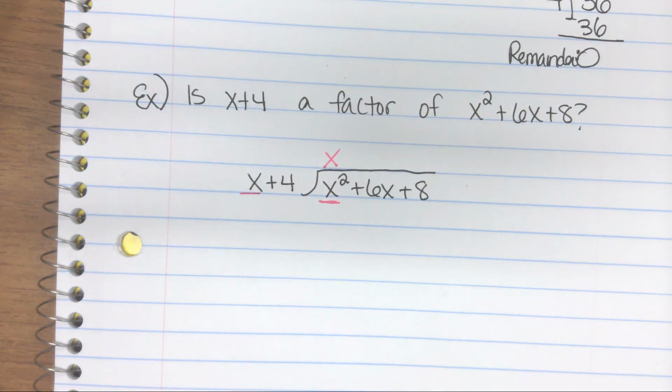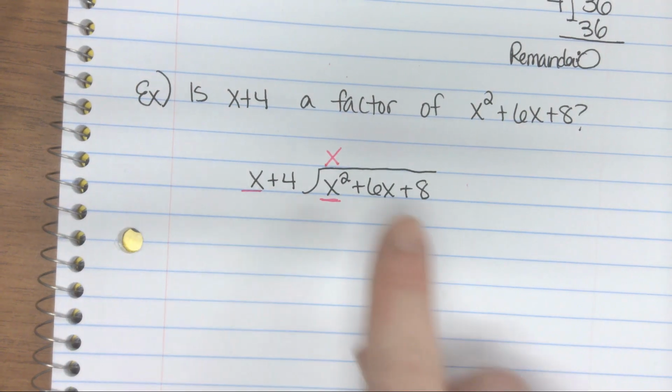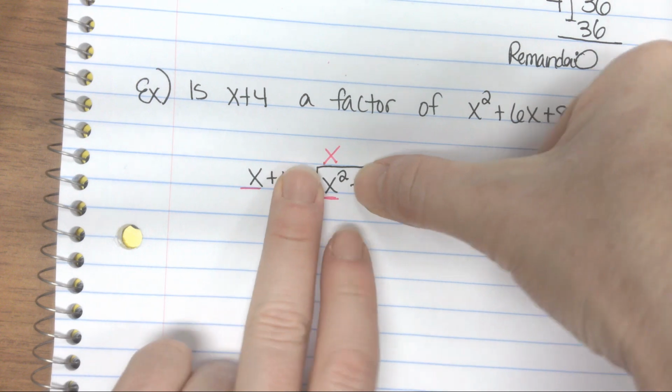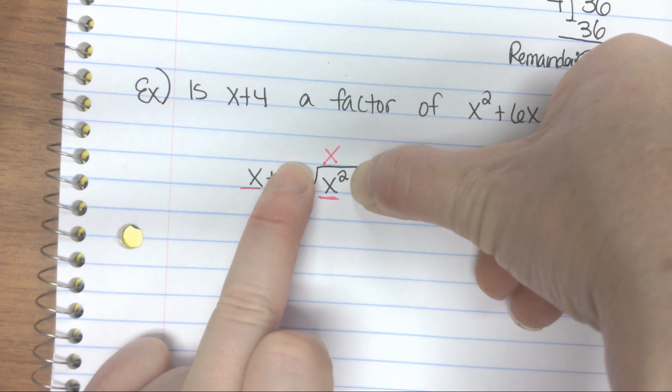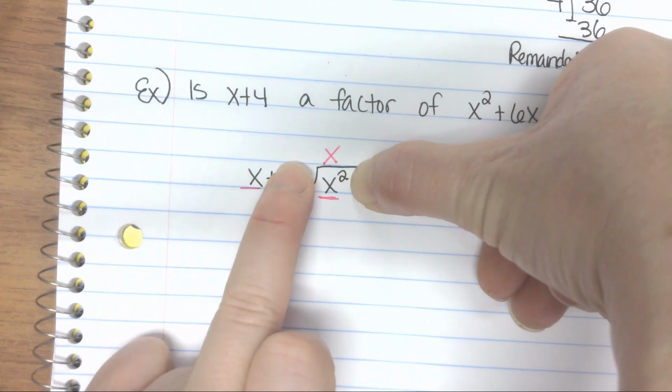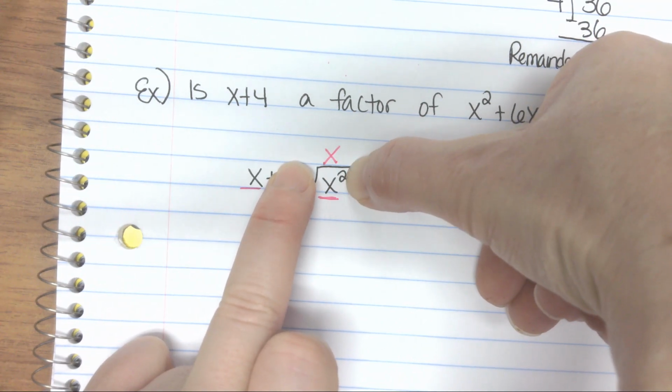So the very first thing you're going to do is cover up these things and divide those first terms and figure out what the quotient is. That's the word for when you divide things. So what's x squared divided by x? It's x. Does that make sense?